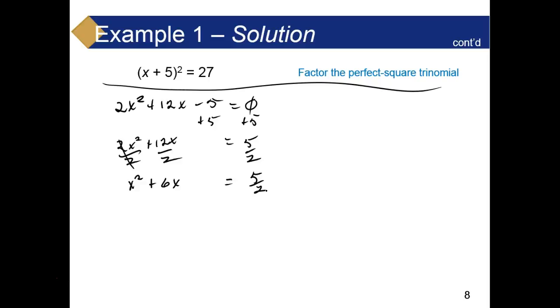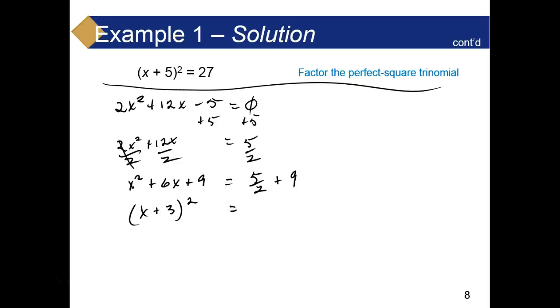And now what? Take half of the 6 and that gives you x plus 3 is going to go down here. What do you do with the 3? And that gives you plus 9. But if you add 9 to the left, you better add 9 to the right. Okay? And that's going to be x plus 3 squared. Ooh, okay. How many halves is 9?